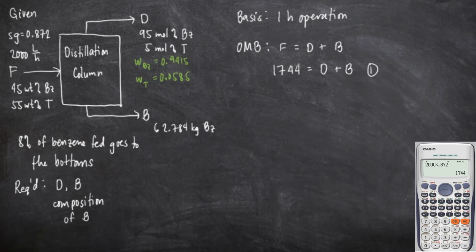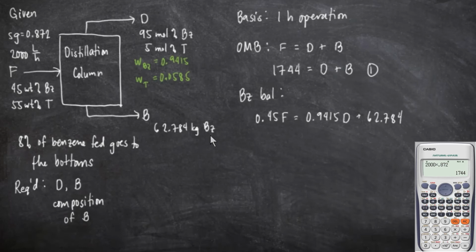Next, let's have a component balance. We have two components, that's benzene and toluene. But if you take a look at the given, toluene is only represented in the feed and in the distillates, and we don't know anything about the toluene present in the bottoms. So it would make sense that our component balance is for benzene because it is complete. Let's perform the benzene balance. That is 0.45 times F is equal to 0.9415 times D plus 62.784.